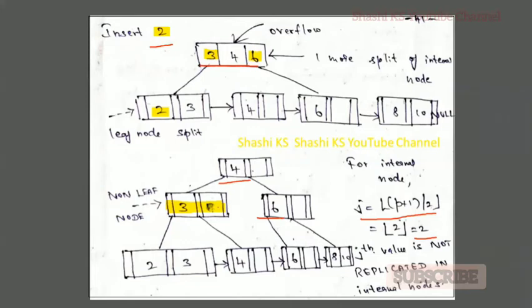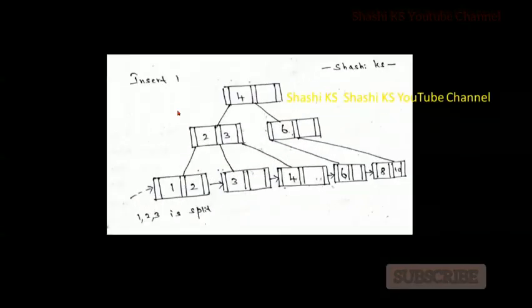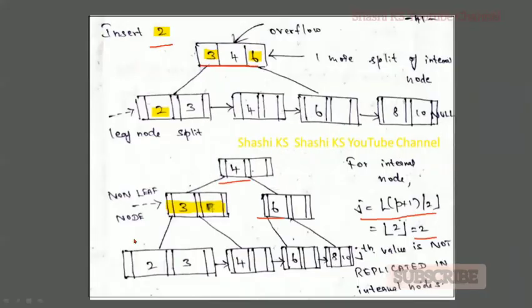Okay, when you are splitting the internal node, there is no need for replication. That jth value is moved to the parent node. Only that happens. So there is a split again when you try to insert 2. Then when you try to insert 1, see the previous diagram. So 1 has to be inserted to the left of 3, because it is a generalization of binary search tree and it follows those properties.